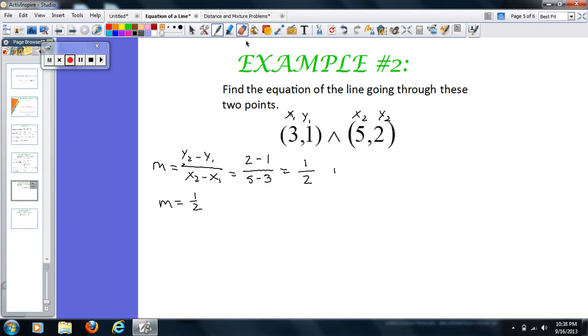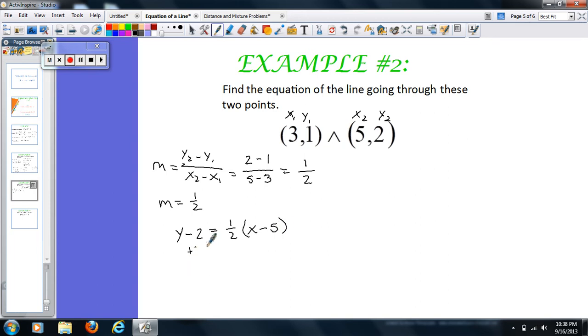Okay? Once you find the slope, now you can pick either one of these points, plug it into slope-intercept form with your slope, and you're going to be able to do it. So let's take the very first equation. Actually, let's do the second one. So let's do y minus 2. It does not matter which point you pick. I only need one. This is 1/2 times x minus 5.